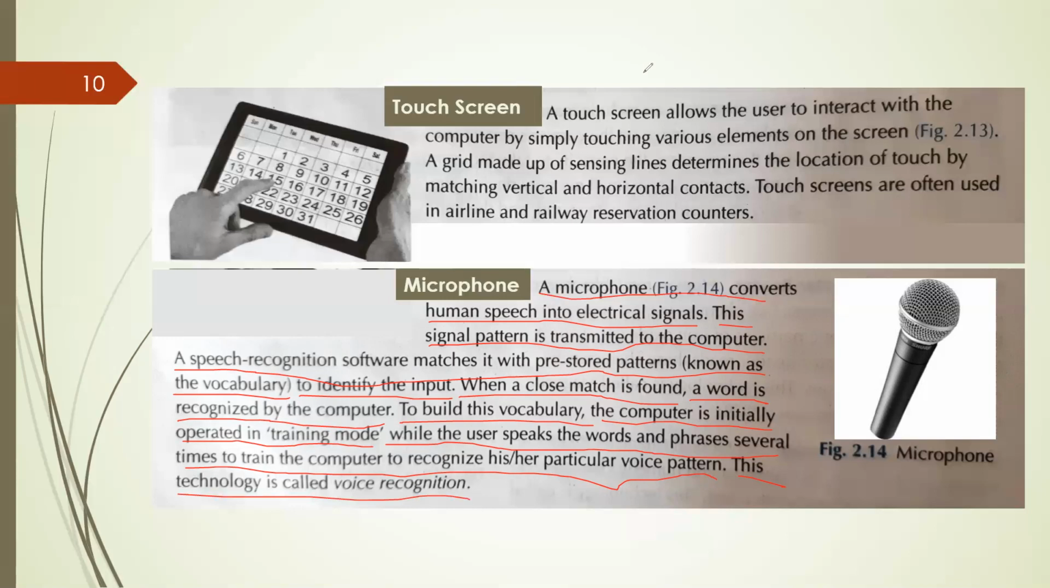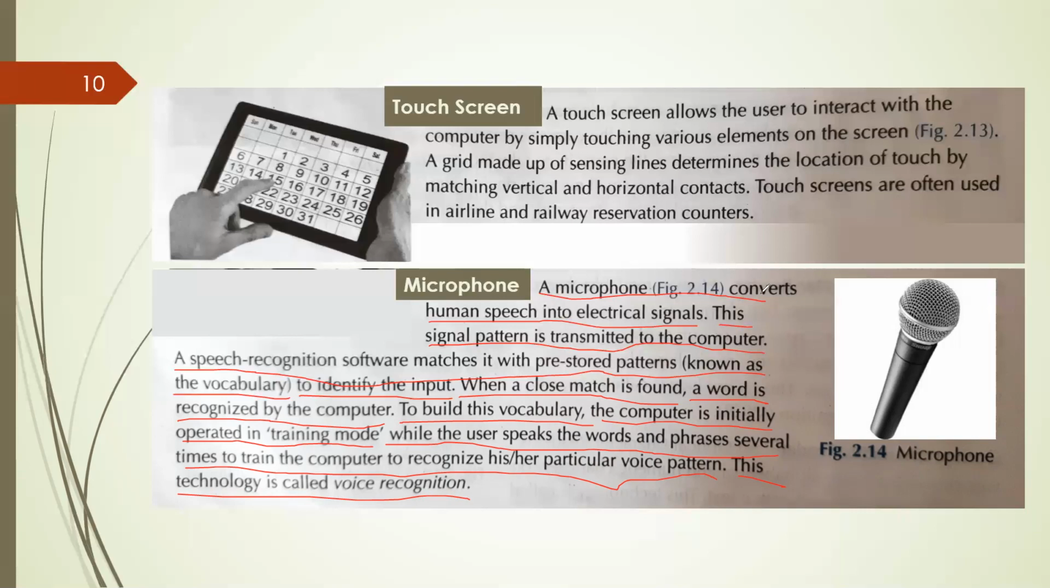Clear? So you see, microphone, for what purpose is it used? For voice recognition. How will it recognize the voice? Because the computer does not know the language which you are going to speak. It might be English, it might be another language, no? So what will the microphone do? It will convert the human speech into electrical signals. Then there is a pattern and it will be transmitted to the computer, and the speech recognition software is inside the computer.